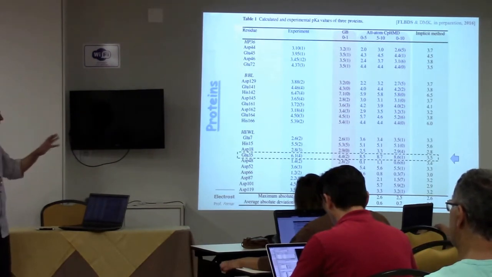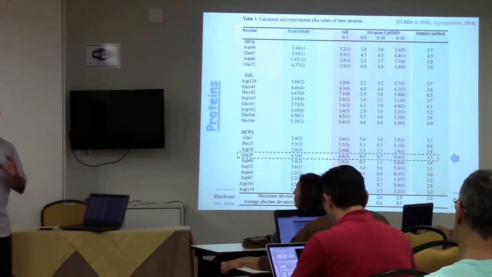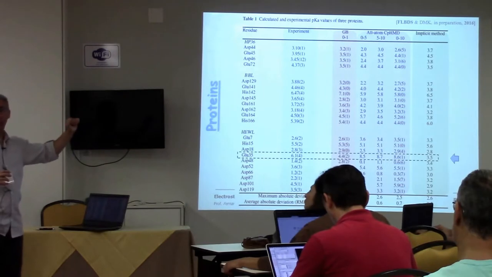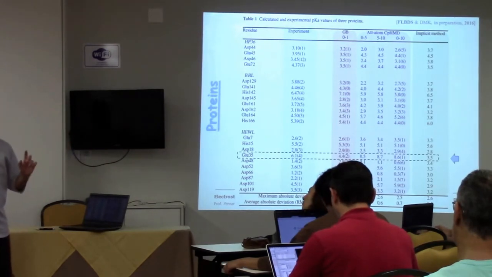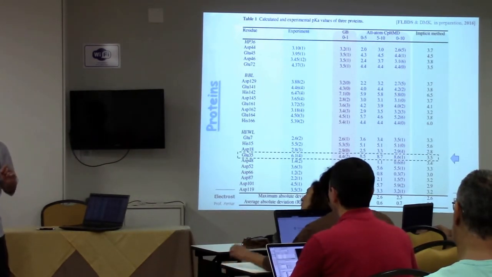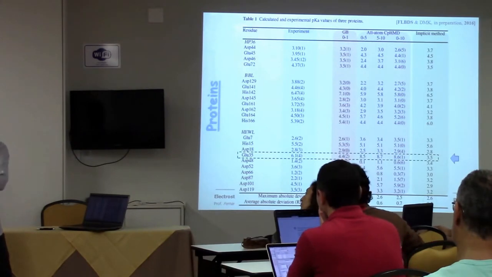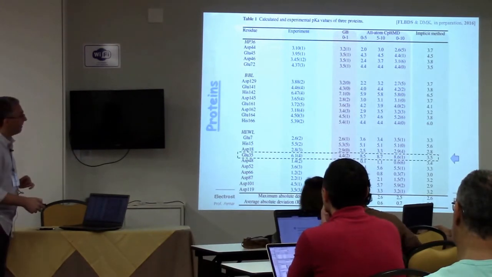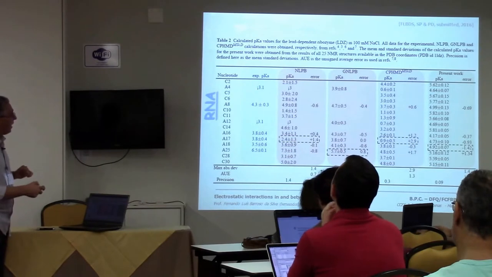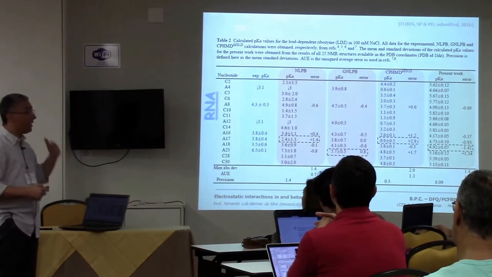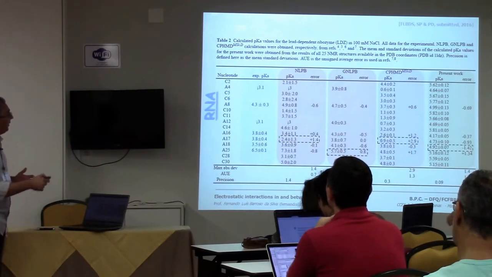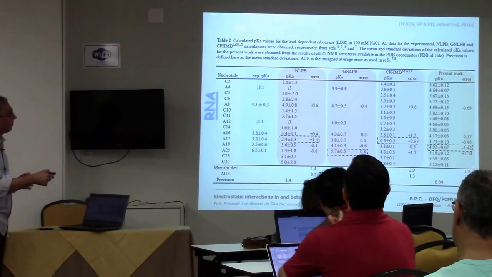We are trying to explore this, not to compete with the others to have a better precision, but to have a better precision using still a fast approach. The point is to keep it as fast as possible. We have extended this to RNA now, so we can deal with RNA. And again, it's the same. I can compare the experimental with this mean field approach.